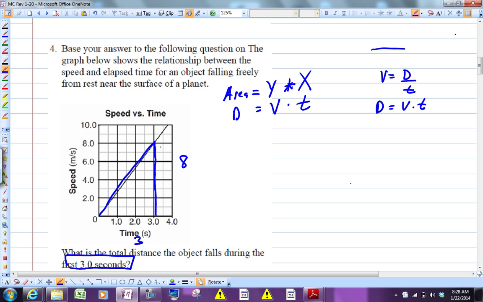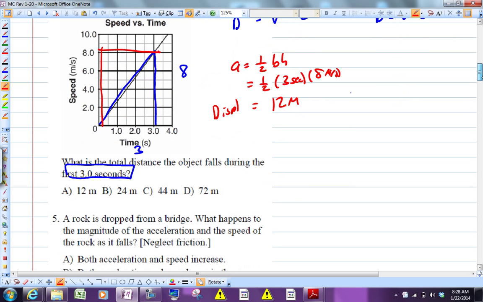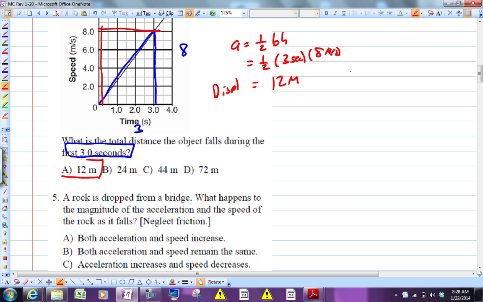Now, you can look at this and you can say, okay, 8 times 3 would be 24. Half of this rectangle is going to be 12 rather. Or you can say, well, area of a triangle is 1/2 base times height. Either way, so 3 seconds for the base. The height is 8 meters per second. That's going to give you a displacement that is 12 meters. So the answer there is going to be 12.